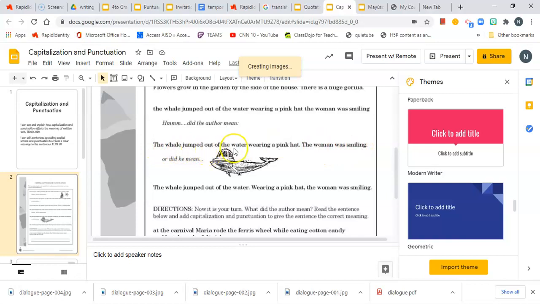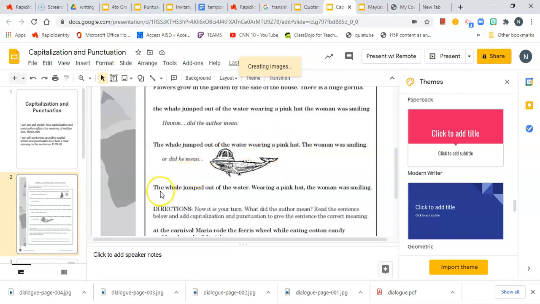The whale jumped out of the water wearing a pink hat. Yep, that's a complete sentence. I guess it could happen. Is it very likely? No. But that's one way to separate the sentences, if that's what you mean. Or maybe the author meant something else.